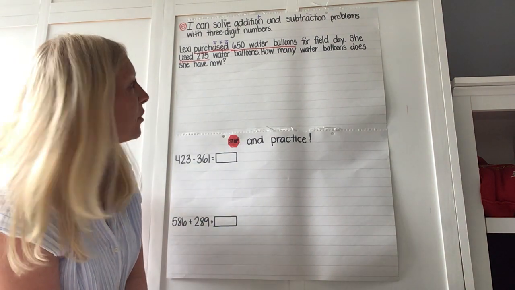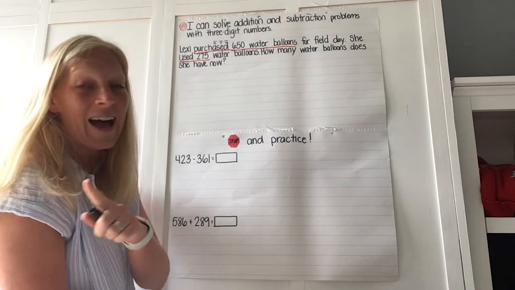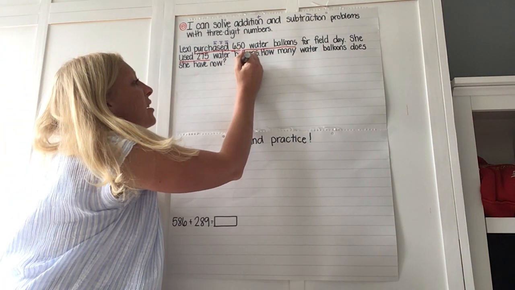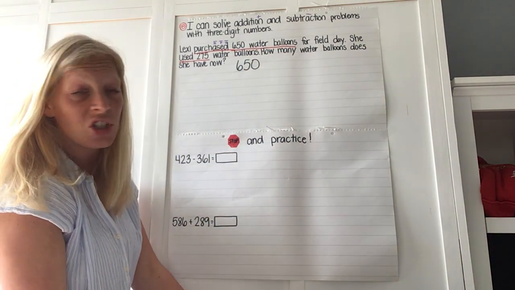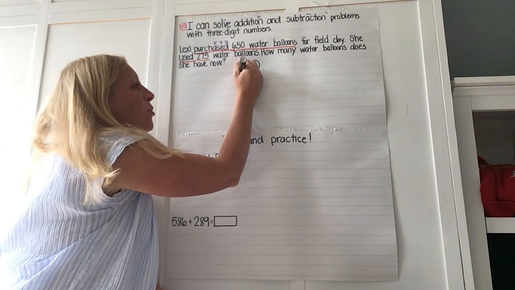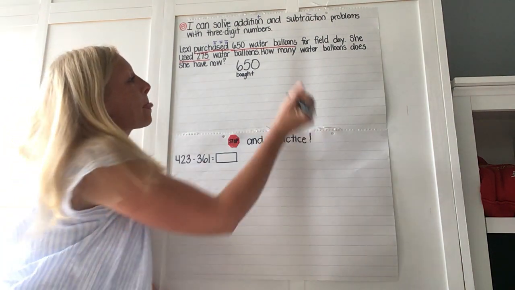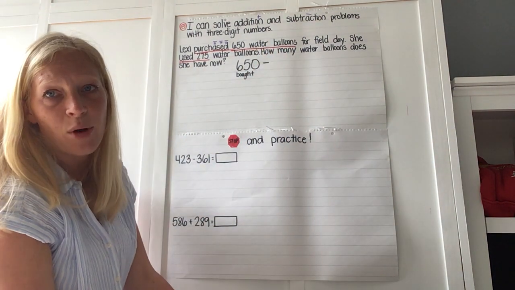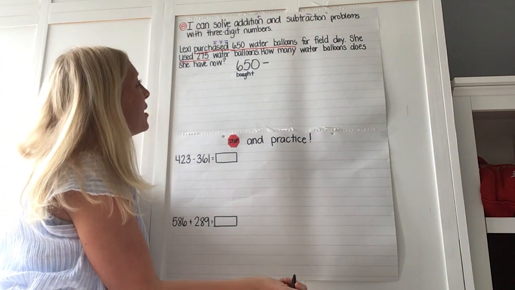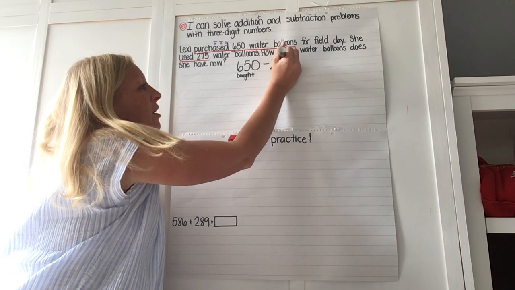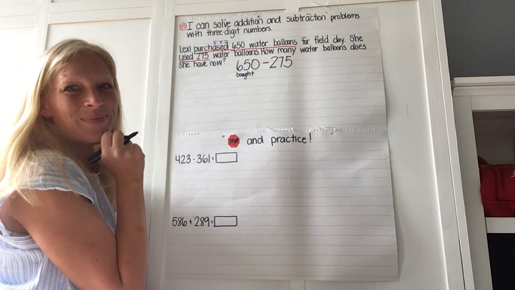All right, friends, let's come together really quick. What equation can we write to match this story? 650. Why are we starting with 650? Because that's how much she bought, right? She bought those or purchased those. Then what are we going to do? Why are we putting a subtraction symbol? Because she used them. And how many did she use, everybody? 275.